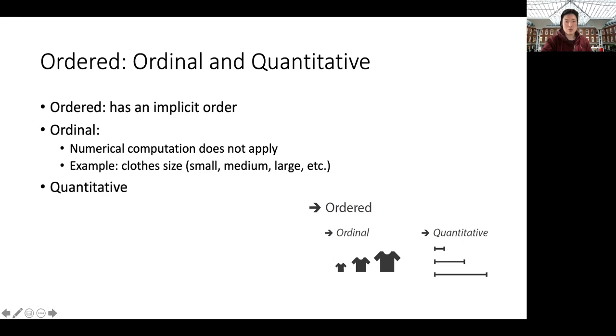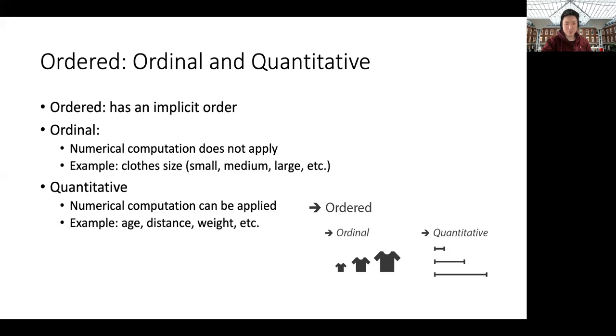So that's called ordinal. And finally, you have the quantitative. Those are probably the most common ones. These are numbers usually, so you can apply calculation. You can have age, distance, weight, all these attributes. You can not only have an order, but also you can say, okay, this person is 5 years old, and in 3 years' time, he or she will be 8 years old. So 5 plus 3 equals 8. So these are called quantitative ones.